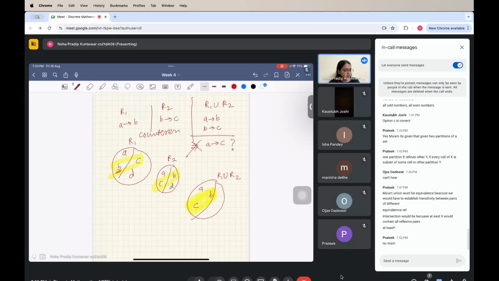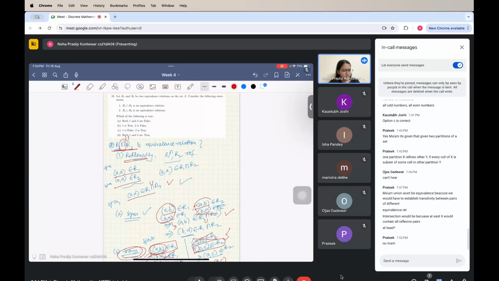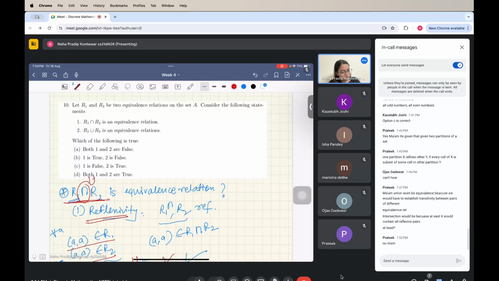So what you have is this is not transitive, therefore R1 union R2 is not an equivalence relation. So the answer is B, which I think some of you already got. So the answer is that the intersection is an equivalence relation, but union may not be.